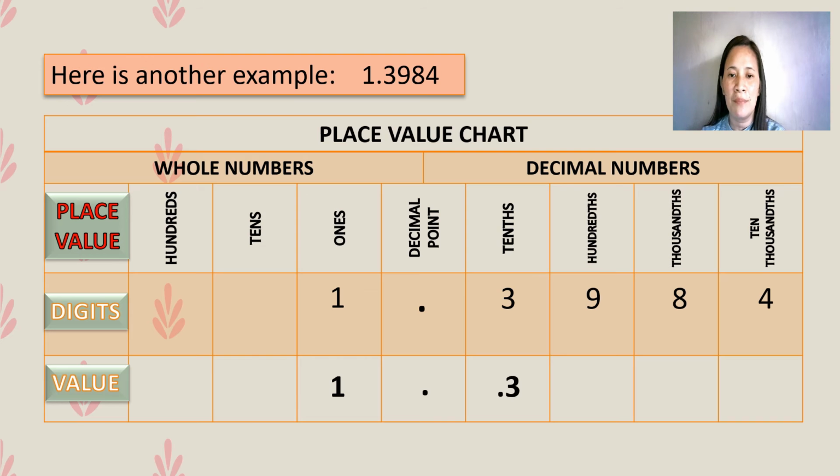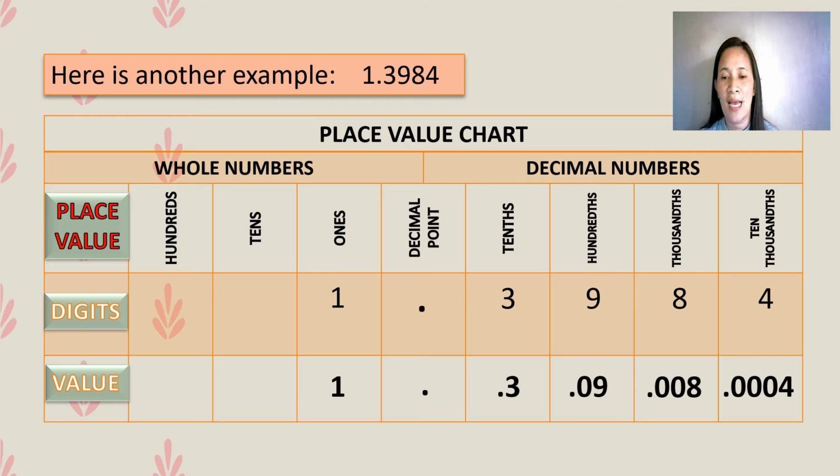Then, the value of 3 is 3 tenths. So, ang value natin dyan sa 9 is decimal point 09. Ang value ng 8 ay 008. Decimal point, then 008. Then, yung value ng 10,000ths natin, 0.0004. Okay, again, lagi nyo lang tatandaan na ang place values ng tenths, meron tayong isang 0.